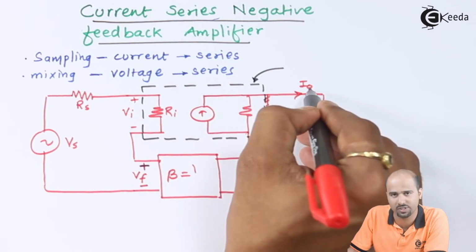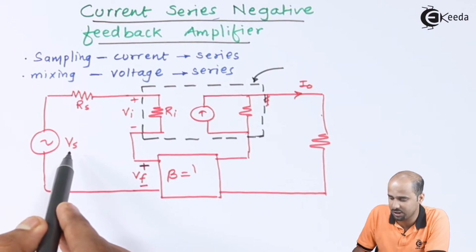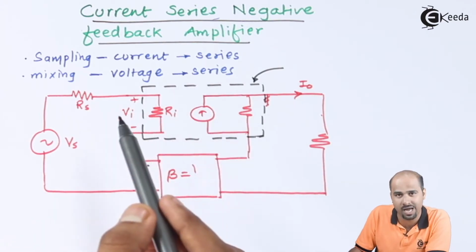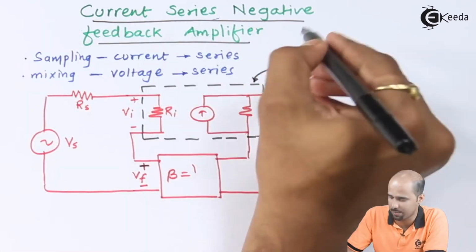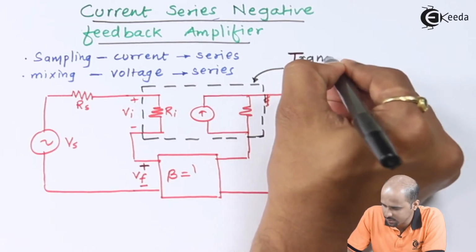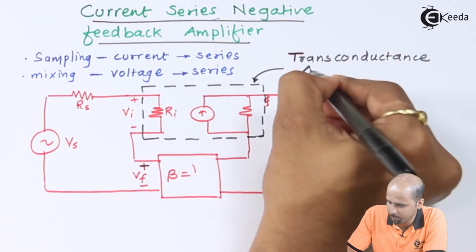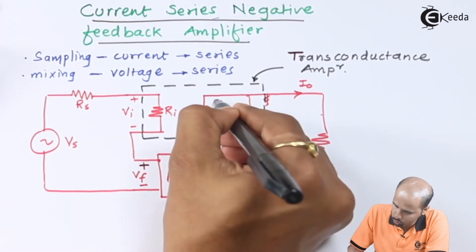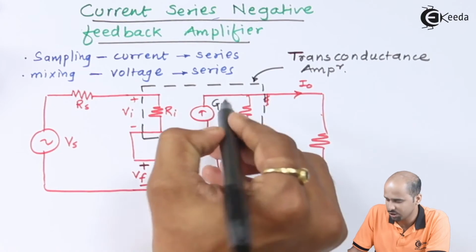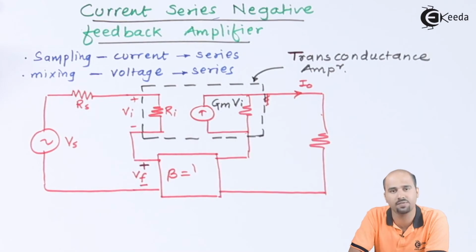So the value at the output is current and the value at the input is voltage. So what will be the type of this amplifier? Yes, this is nothing but your transconductance amplifier. As far as the transconductance amplifier is considered, we have to use the word Gm, right? Gm into the input parameter Vi. Gm into Vi is equal to Io.